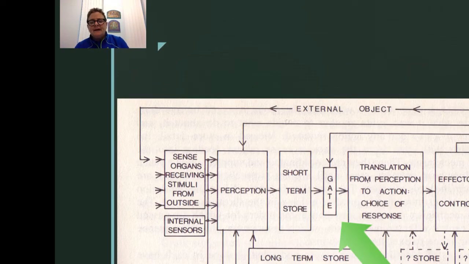Also, this is reflected in Welford's model as the gate. Note that if too much information is going from perception to decision, Welford hypothesized that there's a gate in the system that then creates a stopgap so that the information that is moving through the system earlier can pass through before new information can come into the system.